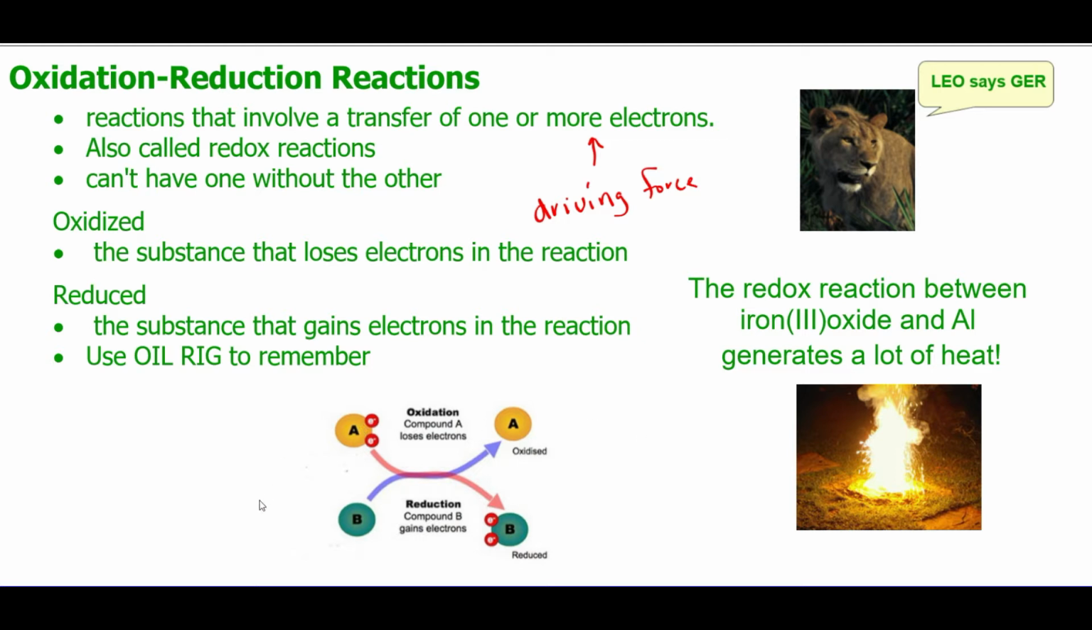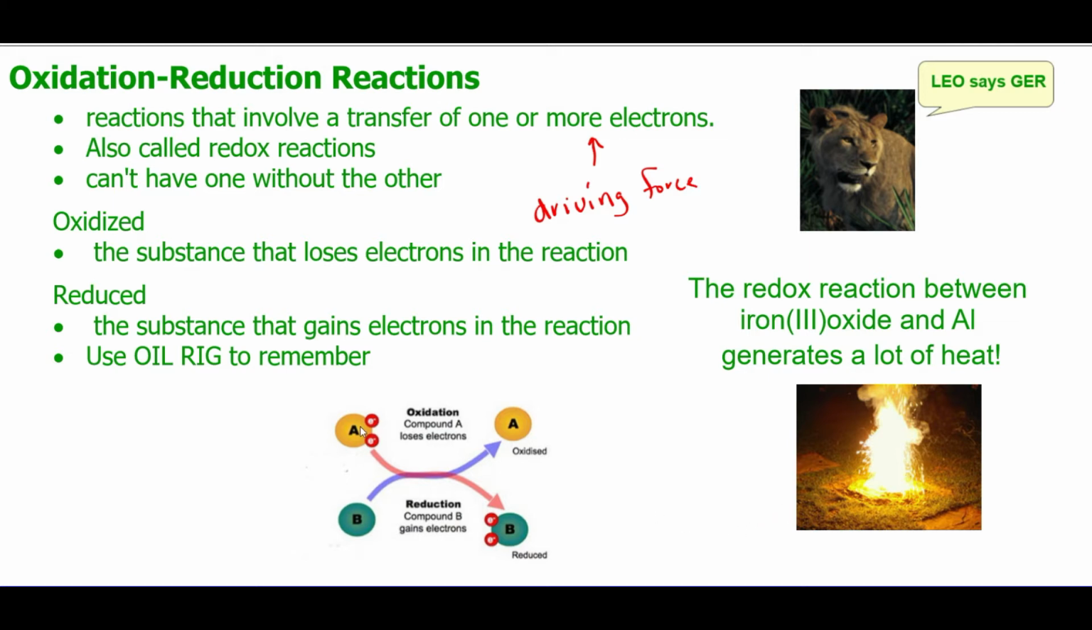There are a couple of mnemonic devices. OIL RIG: oxidation involves loss, reduction involves gain. Another popular one is LEO says GER: losing electrons is oxidation, gaining electrons is reduction. It doesn't matter if you use one or the other or perhaps something else, just as long as you can remember. This is the oxidation reduction reaction between iron(III) oxide and aluminum.